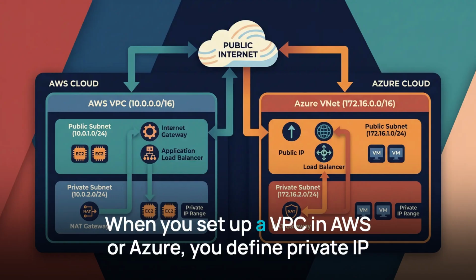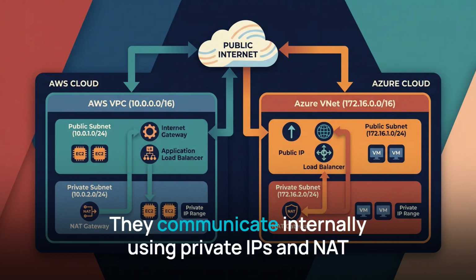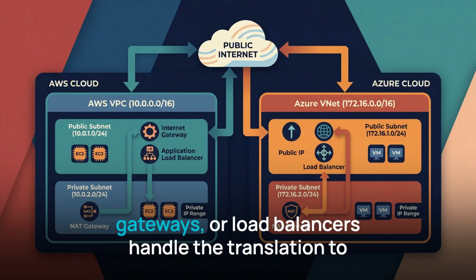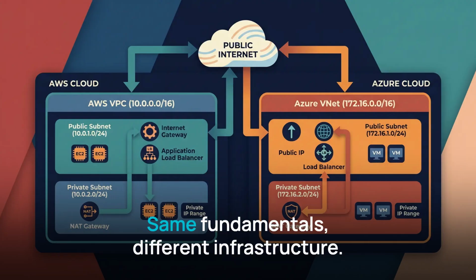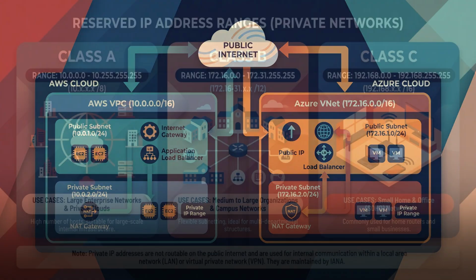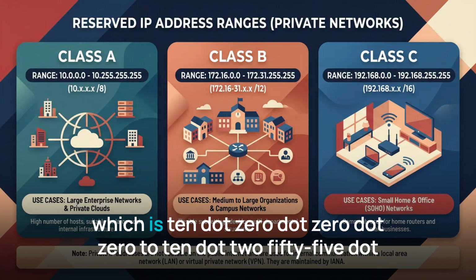This same concept applies in cloud environments. When you set up a VPC in AWS or Azure, you define private IP ranges for your cloud resources. They communicate internally using private IPs, and NAT gateways or load balancers handle the translation to public-facing addresses. Same fundamentals, different infrastructure.